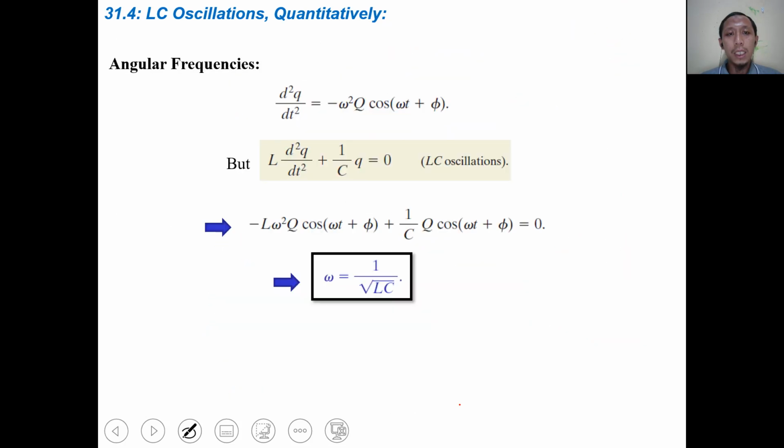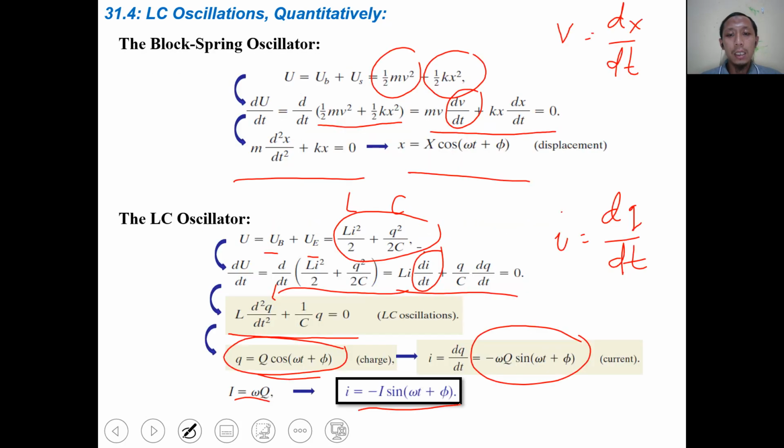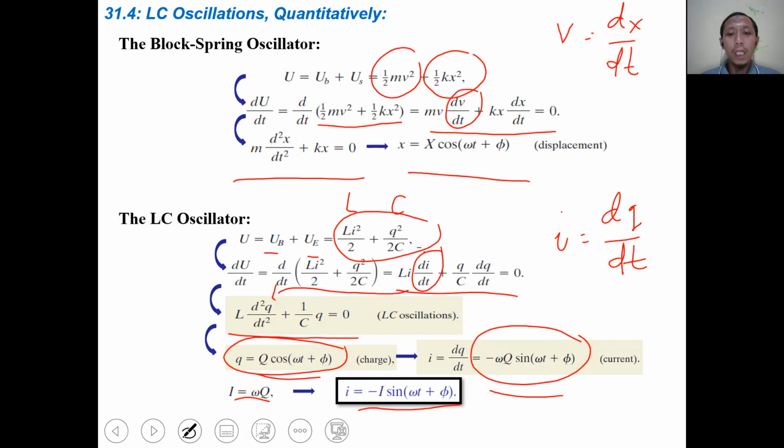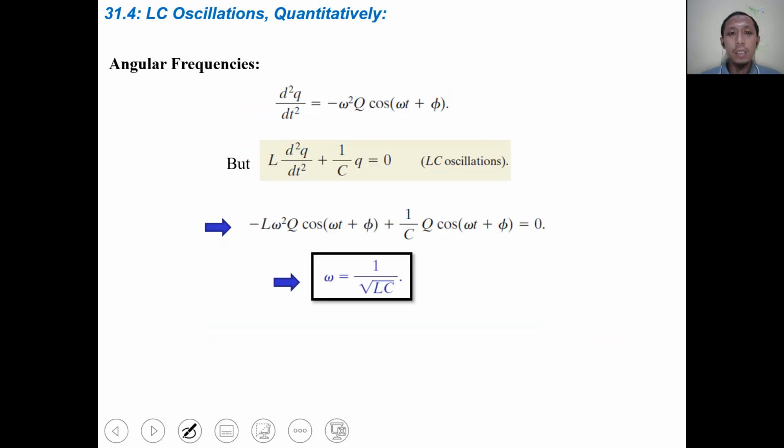As we know, i is equal to dq/dt, which is minus omega Q sine (omega t plus phi). So if we take the second differential of this equation, we get minus omega squared Q cosine (omega t plus phi).